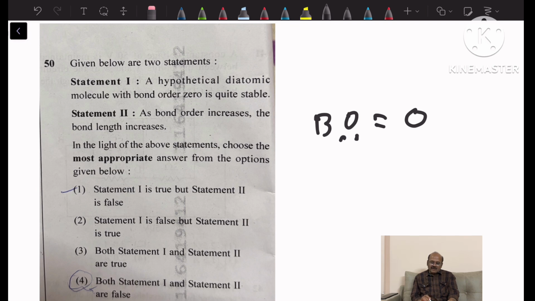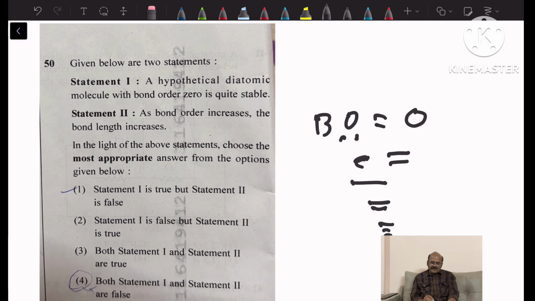The second statement is like that. As bond order increases, the bond length increases. No. As the bond order increases, the bond becomes stronger. Bond becomes stronger means bond becomes shorter. Say, for example, any one bond is there with bond order 1. If the bond order is 2, bond order is 3. As the number of bonds increases, what is bond order? Bond order is the number of bonds. If one bond is there, the bond is longer. If it becomes double, that is 2, it becomes shorter. It becomes 3, so what happens? The bond becomes shorter again. So as the bond order increases, the bond becomes shorter and shorter.